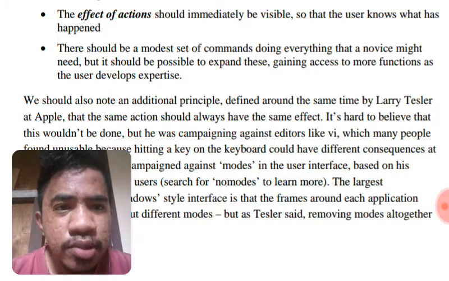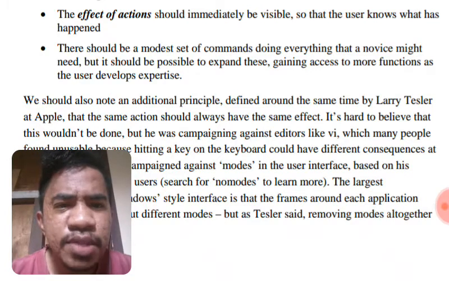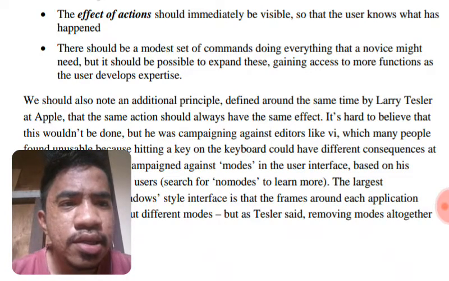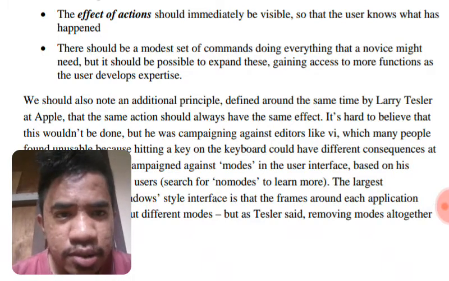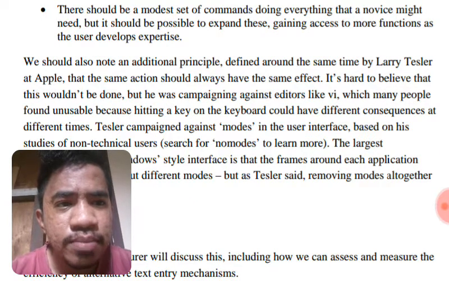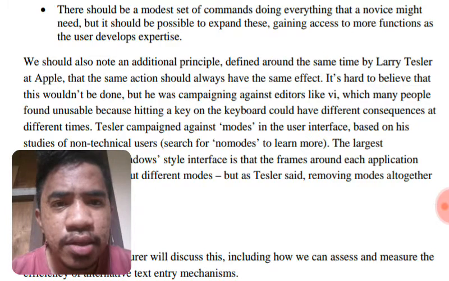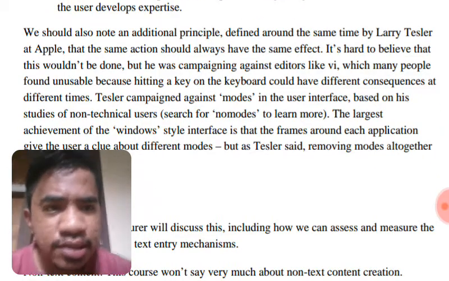There should be a menu of commands doing everything that a novice might need, but it should be possible to expand this, gaining access to more functions as the user develops expertise. We should also note an additional principle defined around the same time by Larry Tesler at Apple, that the same action should always have the same effect.